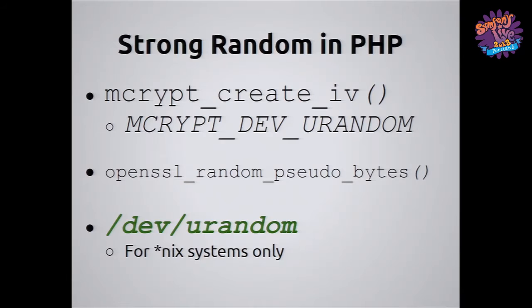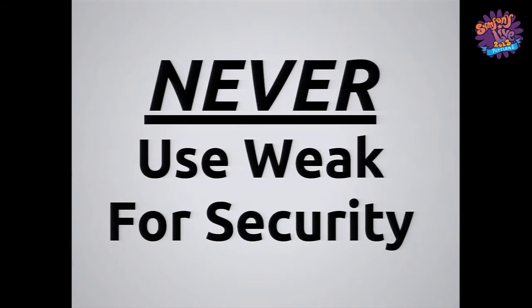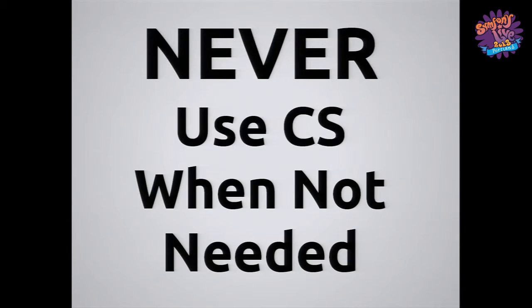So for strong random, we have a couple of options. We have mcrypt and openssl_random_pseudo_bytes, both of which are extensions. And on Linux, we have /dev/urandom. And then for cryptographically secure, so strong random is good for security. Cryptographically secure is good for certain types of security usages. And if you notice, it's the same functions, the only difference is we got rid of the U. And the reason why OpenSSL pseudo bytes is a maybe is there's actually a parameter that you pass to the function which tells you if it's secure or not. So never use weak for security, and never use cryptographically secure when not needed.